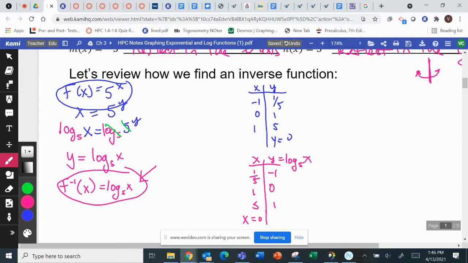So to find the inverse of an exponential, for the graph, for the points, we just switch all of our x's and y's. So when I graph logarithms, which we're going to do real soon, I don't graph them based on the pink one. I graph them based on the blue one. Okay? So everything is based on the blue one.